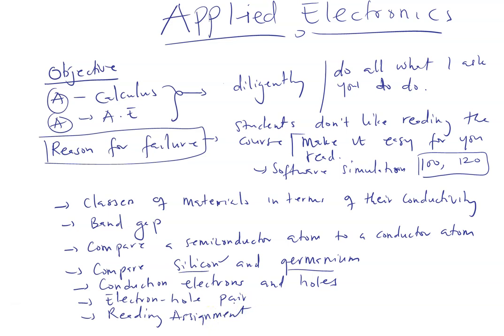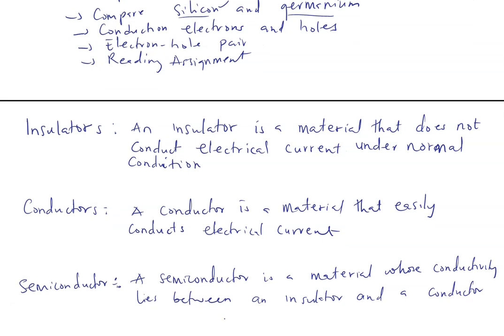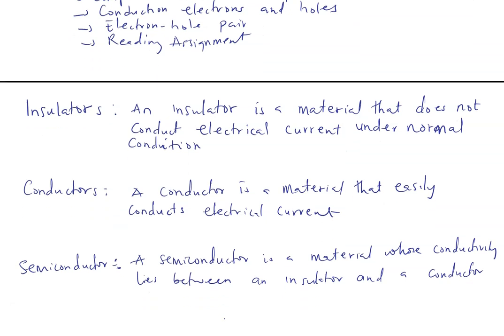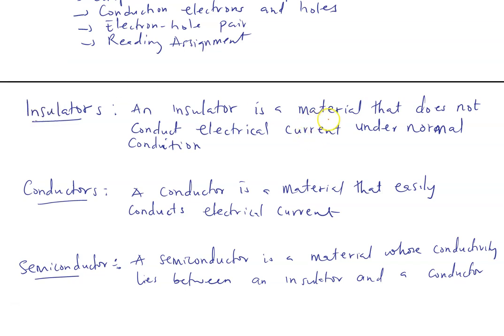Are you okay? Yes. So let's set the ball rolling. As we continue, I've classified the materials already. We have insulators, we have conductors, and we have semiconductors. What are the insulators? Insulators are the materials that do not conduct electrical current under normal condition.